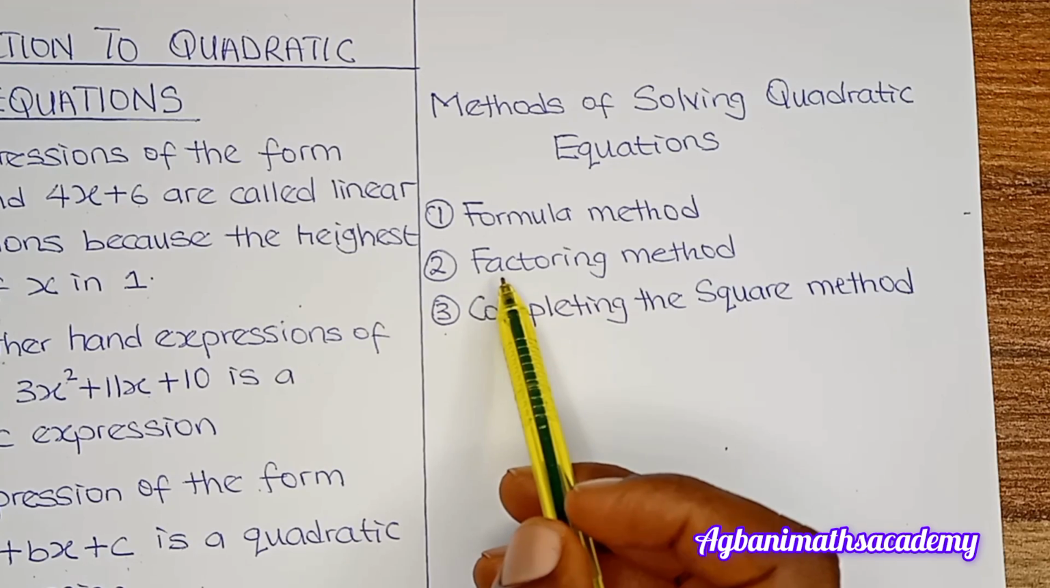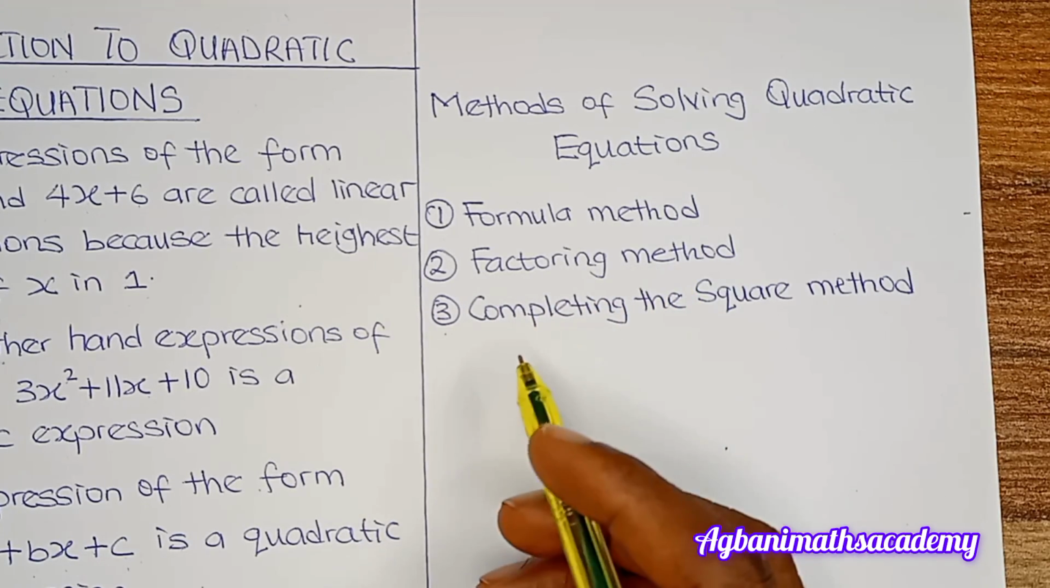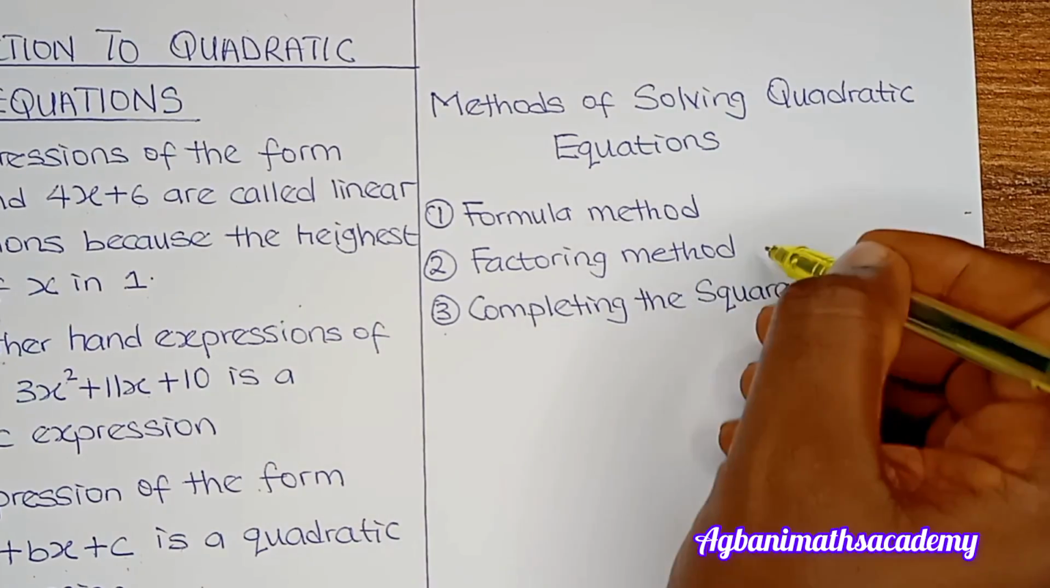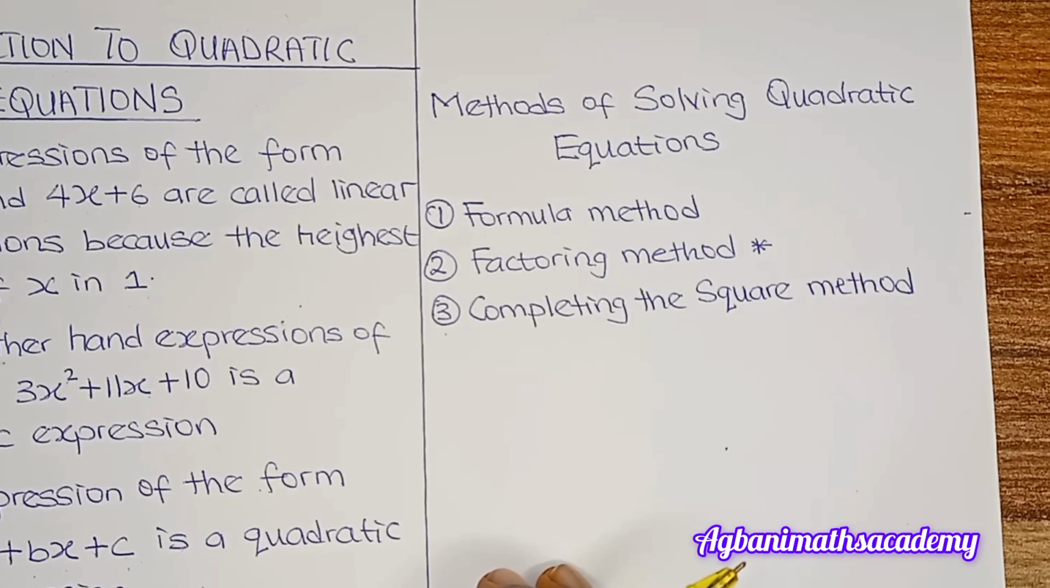The second method is the factoring method. And the third method is the completing the square method. The factoring method has a limitation which we are going to consider when we are learning how to solve quadratic equations using the factoring method.